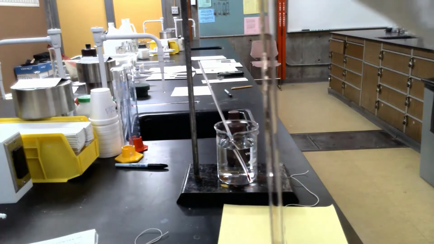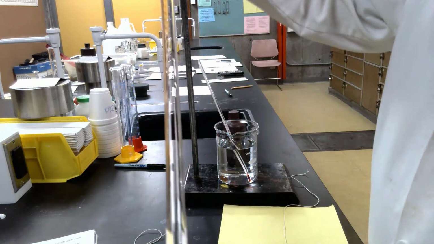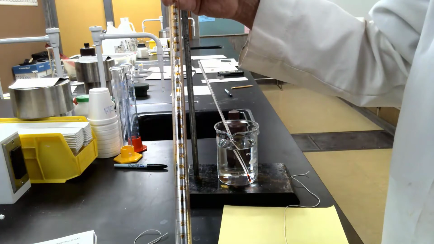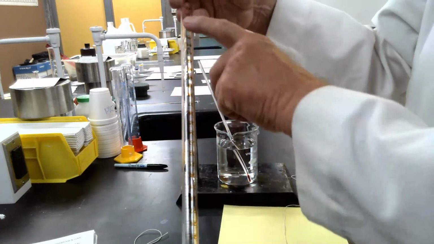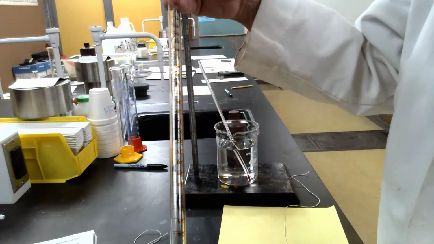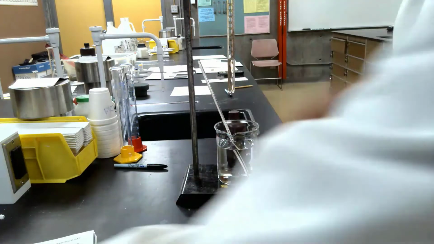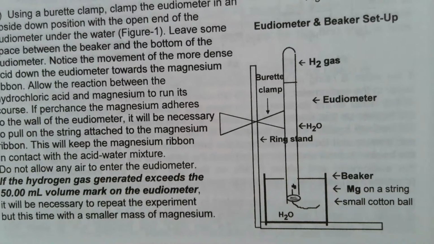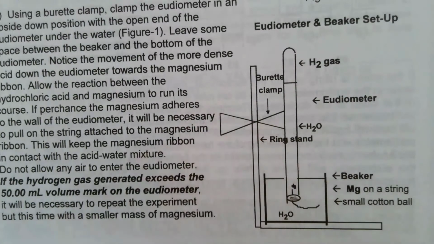In this experiment, you'll be using a eudiometer. Think of a eudiometer as sort of a test tube with a rounded end, and with calibrations on it. Sort of think of it as an inverted burette, because you've got the volume numbers on here, up to 50, of course. They come in different sizes, but we're going to use 50. So this is what our setup is going to look like. We will have a beaker down here. This is the eudiometer. We will use a burette clamp to hold it in place.